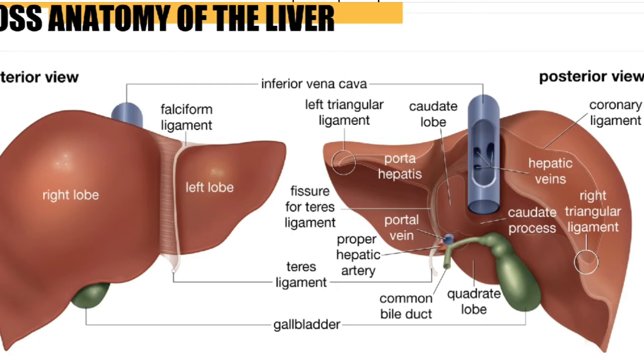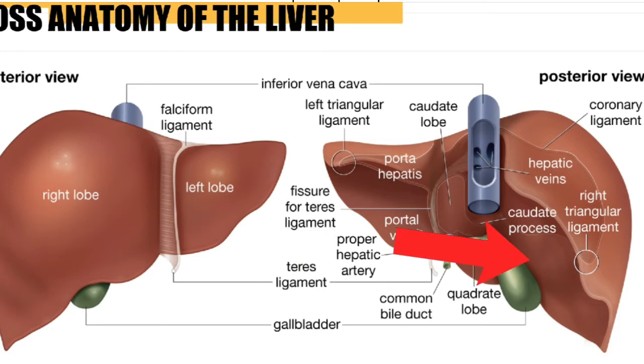We have also the triangular ligaments. We have right and left. So the left triangular ligament is formed by the union of the anterior and posterior layers of the coronary ligament at the apex of the liver. At naka-attach din siya sa left lobe of the liver to the diaphragm.